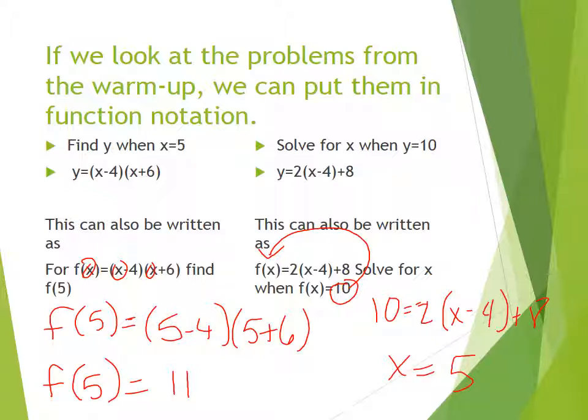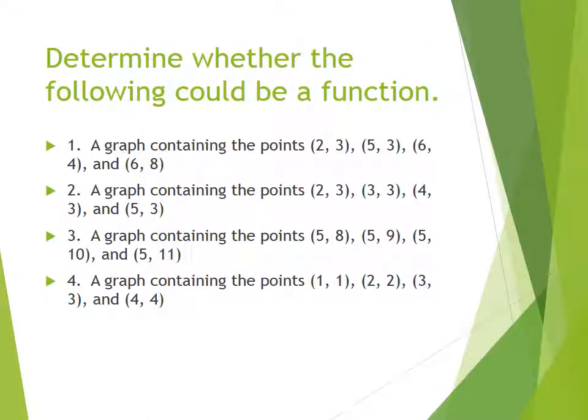So same process, just different way of writing it. Determining whether the following could be a function. The first graph contains the points (2, 3), (5, 3), (6, 4), and (6, 8). This one is not a function, and the reason is that we have two x's that are 6 and two different outputs that are different numbers, and we can't have that.